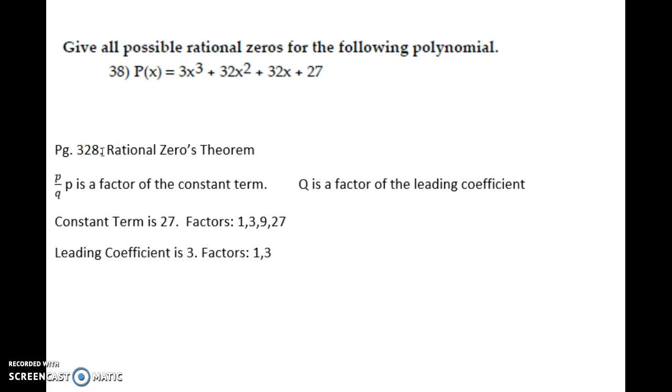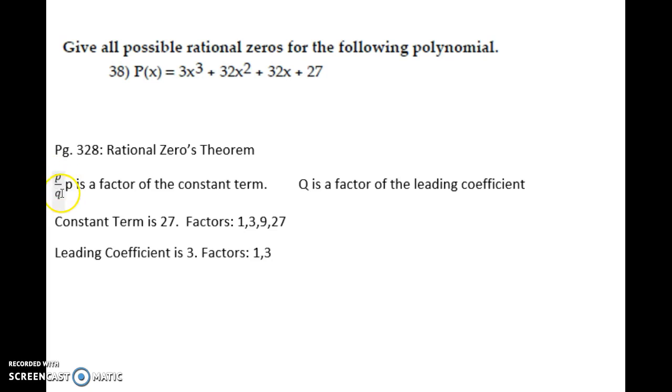So rational means a ratio. It can be written as a fraction, and the top number in the fraction is a factor of the constant term, which is 27. And the bottom number in the fraction is a factor of the leading coefficient, which is 3. And so just list all the factors of those two numbers. And here's the factors of 27, and here's the factors of 3.